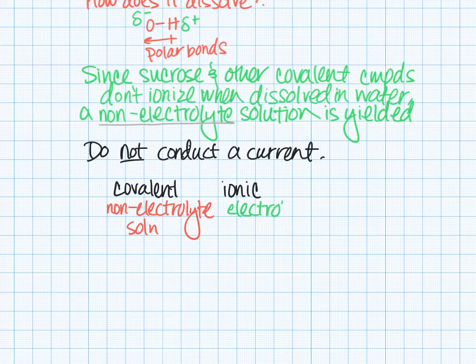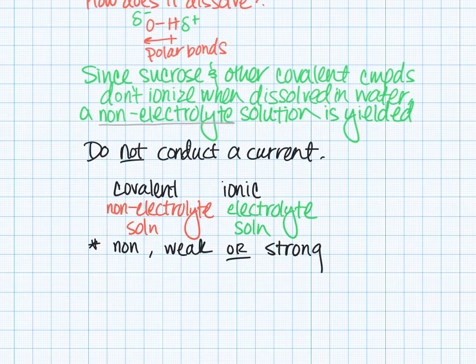Now there is a degree of strength in all electrolyte solutions, in all solutions, of their ability to conduct electricity or to conduct a current. And so when you're in lab, you will be classifying solutions as non, weak, or strong electrolyte solutions. And we'll go over how to do that in experiment 4.